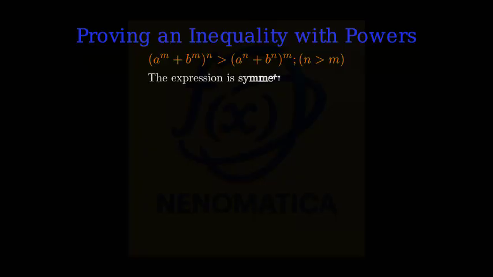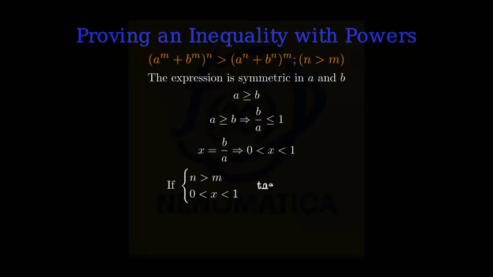Let's follow the steps shown in the solution algorithm. First, we note that the expression is symmetric in a and b. This means we can assume without loss of generality that a is greater than or equal to b. Based on our assumption, we can define x as the ratio of b over a. Since a is greater than or equal to b, we know that x is between 0 and 1.